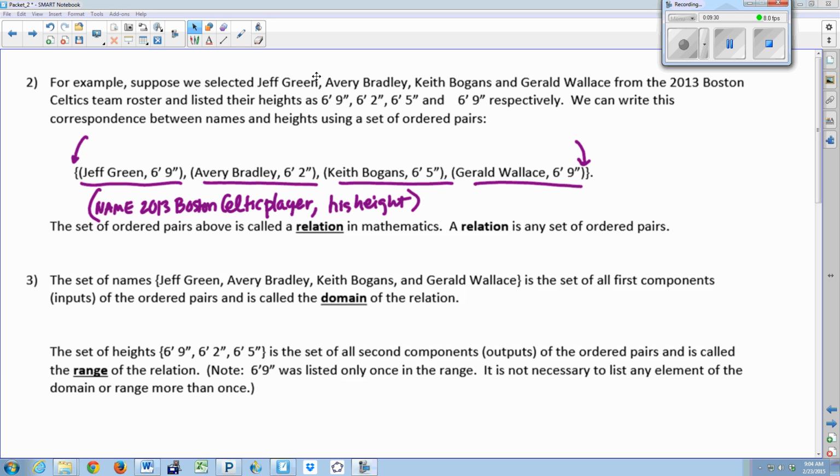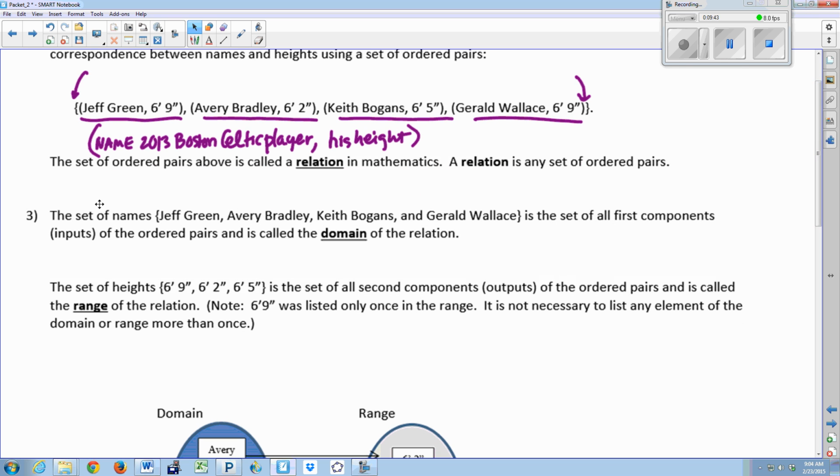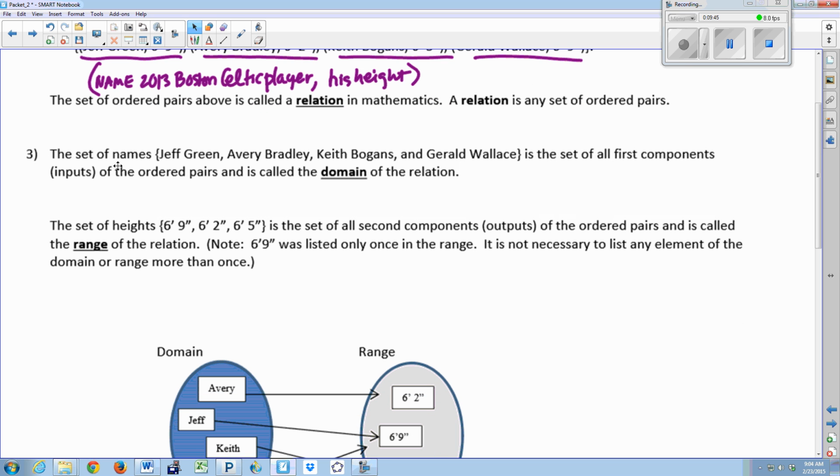So most of these people are no longer on the Celtics. I don't know if any of them are, but when I did this problem back in the fall of 2013, they were on the roster. Okay, so let's take a look at what we can do with this set. So Emily, you want to do number 3?